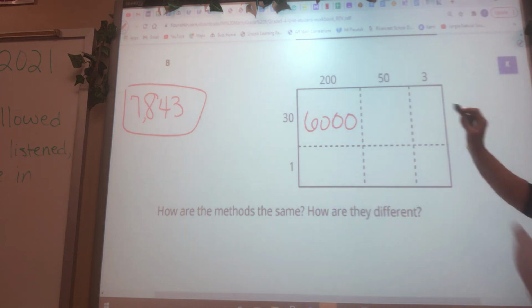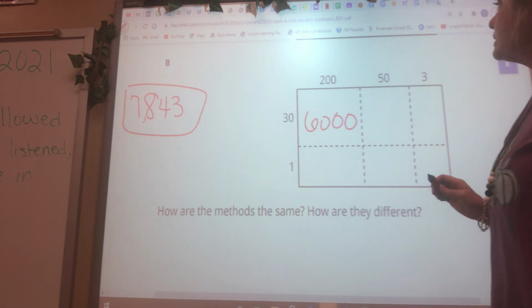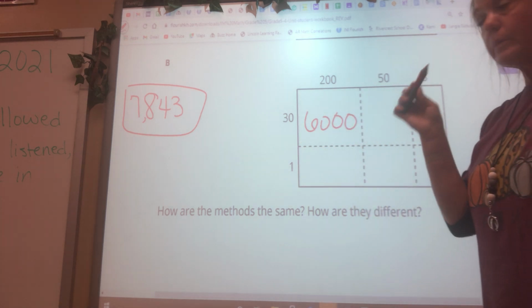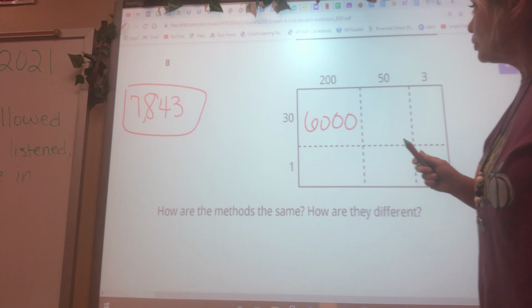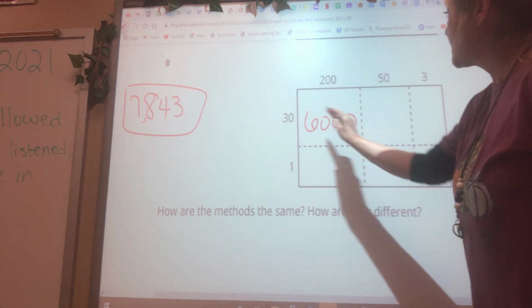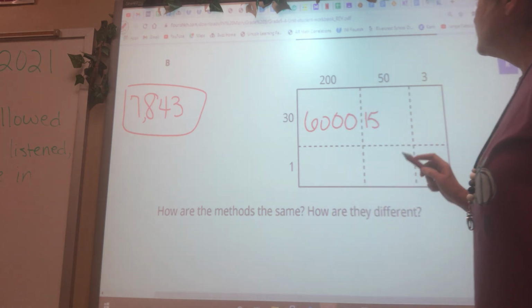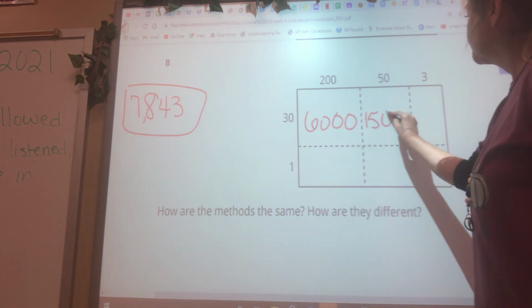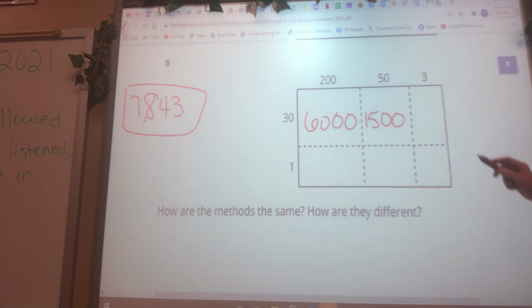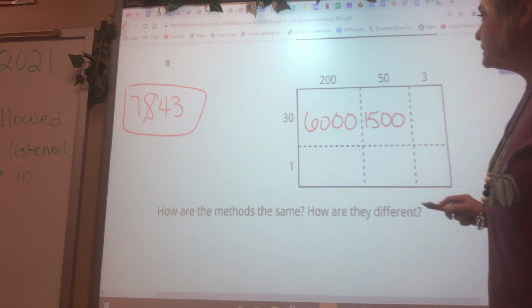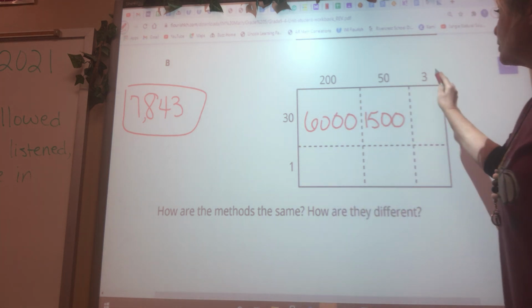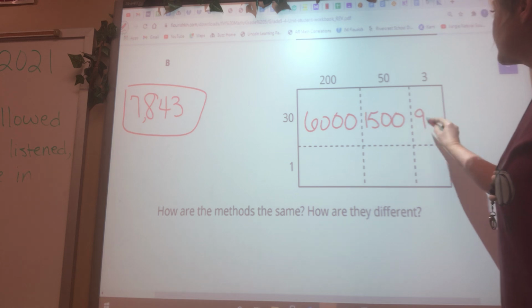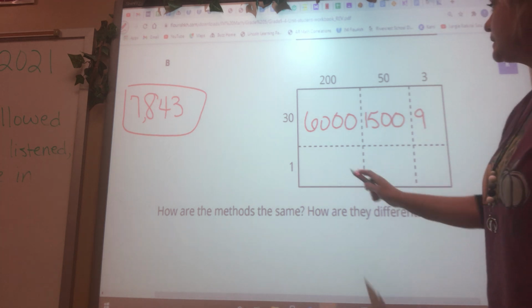In the next box, 50 times 30. Quick multiple of 10 math, multiply the whole number parts that I see. 5 times 3 is 15. And how many multiples of 10? 1, 2. And then 3 times 30, multiple of 10 math. 3 times 3 is 9. And how many multiples of 10? 1.